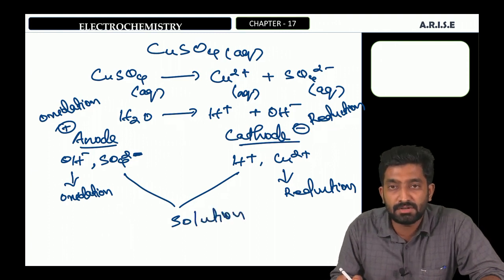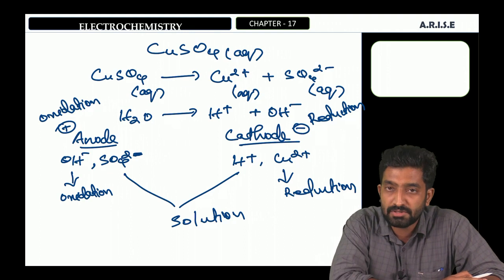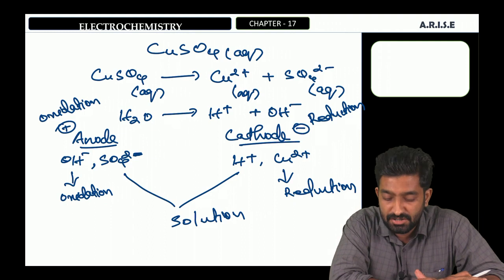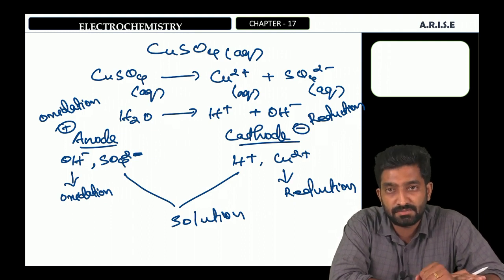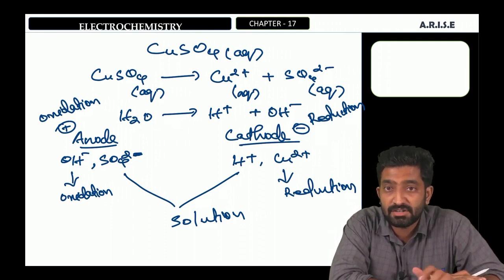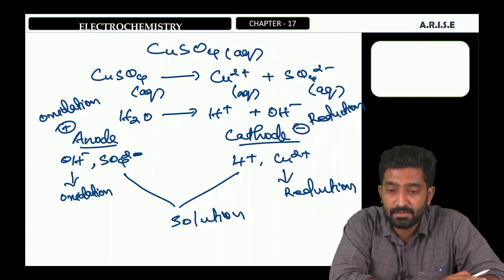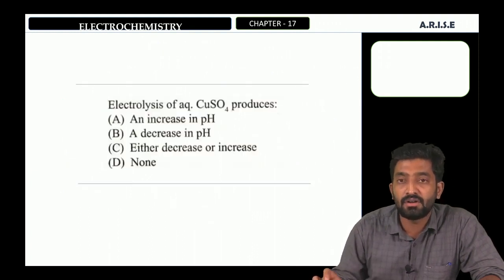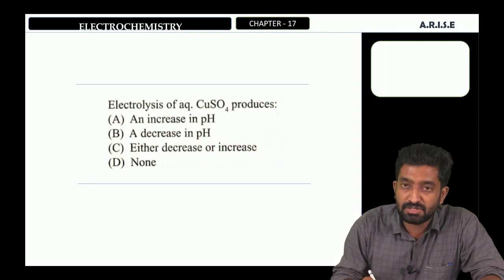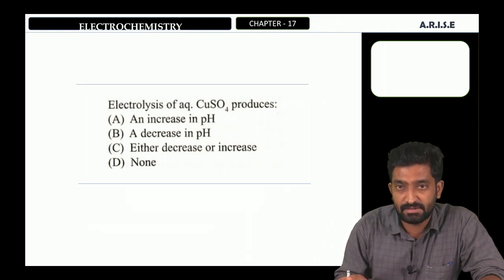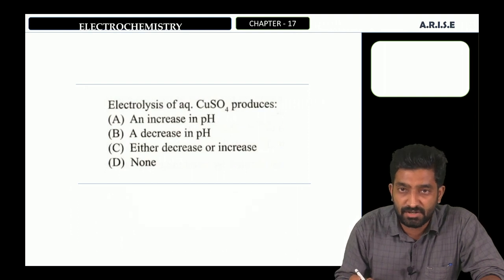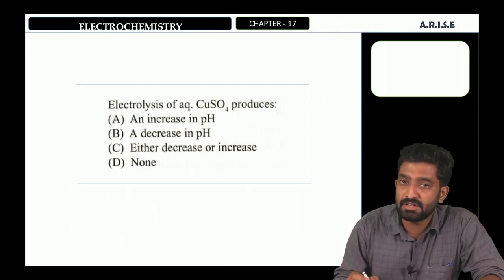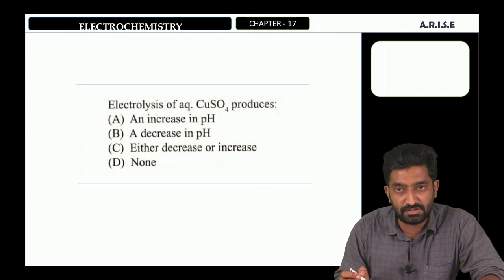Okay, and you can see here, after electrolysis of aqueous copper sulfate solution, the H+ ion concentration in the solution will increase. That means the solution will become acidic. Okay? For an acidic solution, the pH will be lesser than 7. That is, the pH will decrease. Okay? Reason, the H+ ion concentration increases.